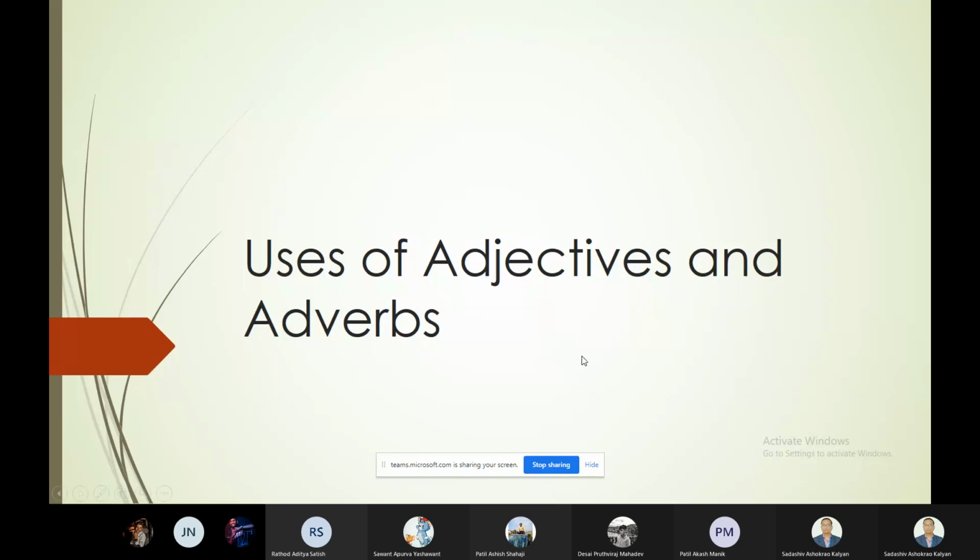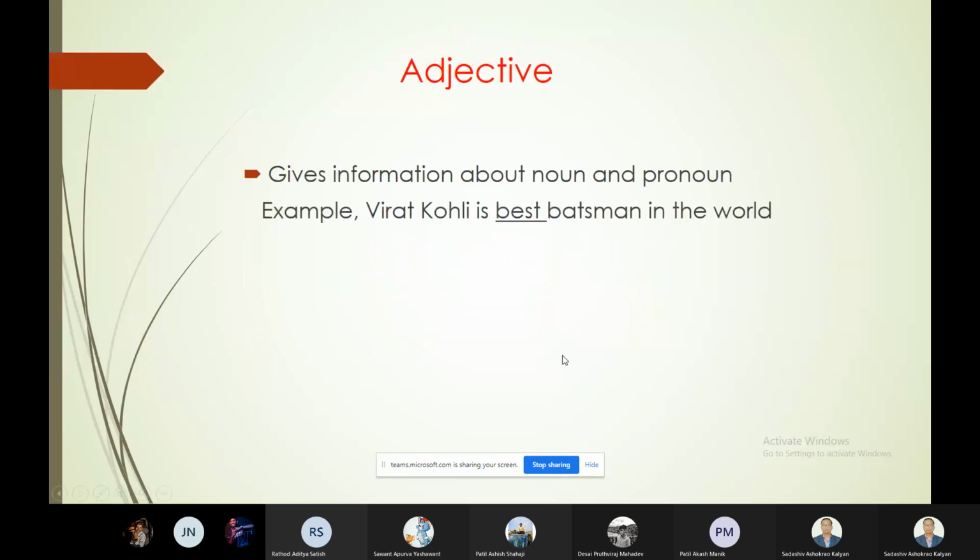Like the adjectives, we also found various kinds of adverbs. So let us study in detail the adjectives and the adverbs that we use in our day-to-day life. When we try to define the adjective, an adjective gives us more and more information about the noun and the pronoun.